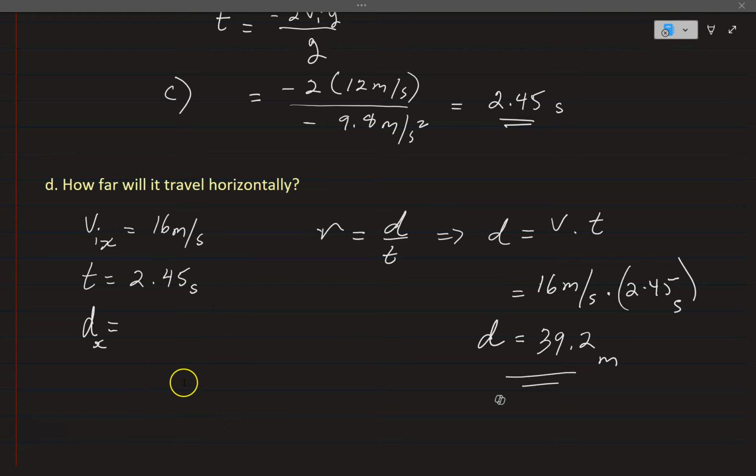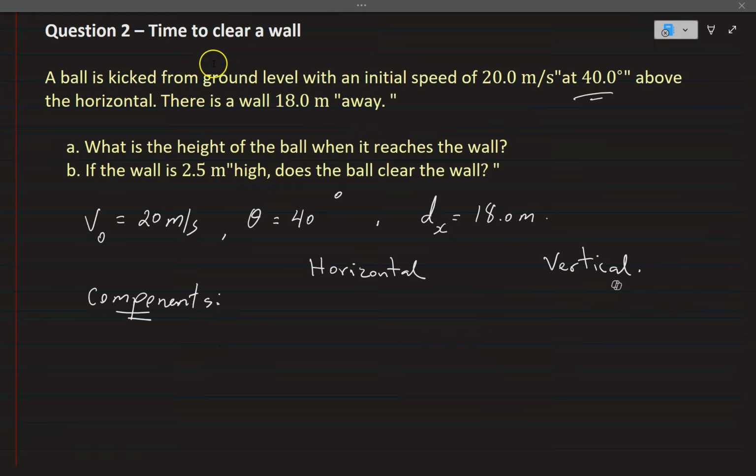Okay, now let's look at the second question. Time to clear a wall, that's question 2. A ball is kicked from ground level with an initial speed of 20 meters per second at a 40-degree angle above the horizontal. There is a wall 18 meters away from where it's launched. What is the height of the ball when it reaches the wall? If the wall is 2.5 meters high, does the ball clear the wall?